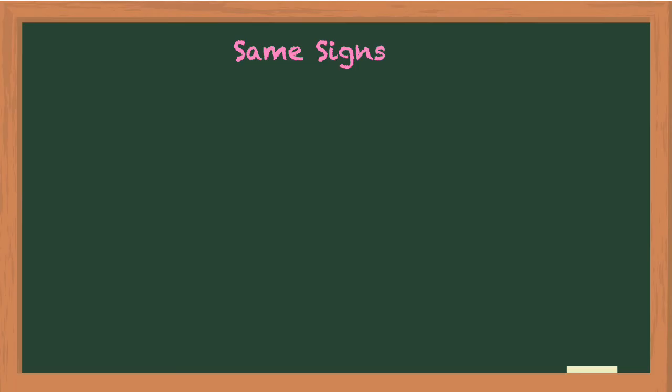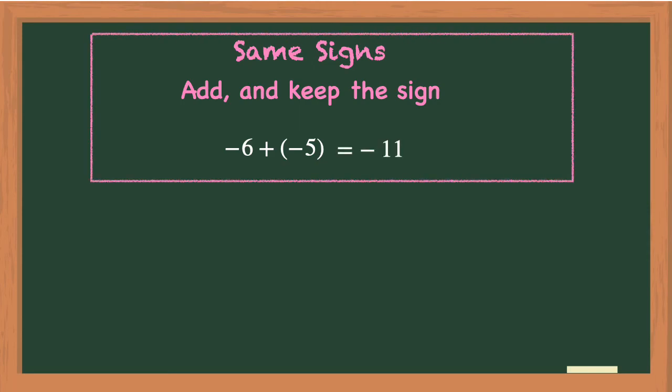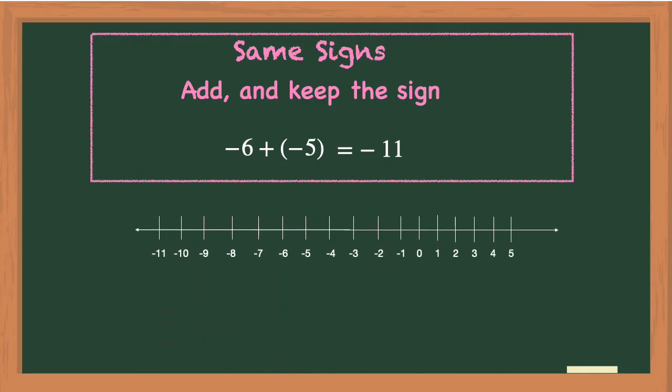Let's practice these rules. Here we have the expression negative 6 plus negative 5. Since both of the integers have the same sign, all we need to do is add them together and keep the sign. So 6 plus 5 is 11, and since both of the integers are negative, the sum is negative 11. Now let's use the number line to check our answer.